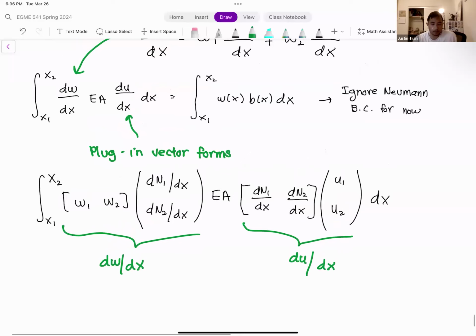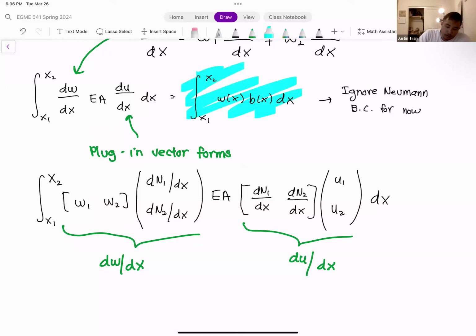We'll come back to the right-hand side a bit later, honestly probably next class, because I just want to focus on the element stiffness matrix. The element stiffness matrix is going to be this integral right here. We'll see this guy on Thursday.